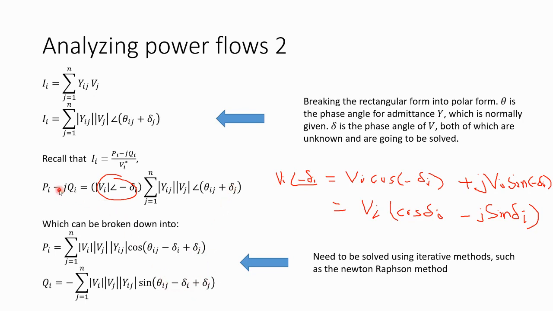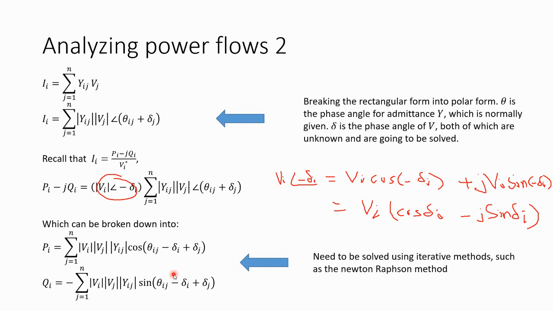Okay, and because we have a negative in front of our imaginary j, when you take it over, it has a negative over here. Notice how these two terms are very similar, apart from the cos becoming sine and the negative over here. Okay, so with this, we are able to perform the Newton-Raphson method.